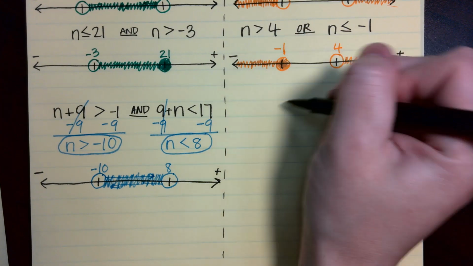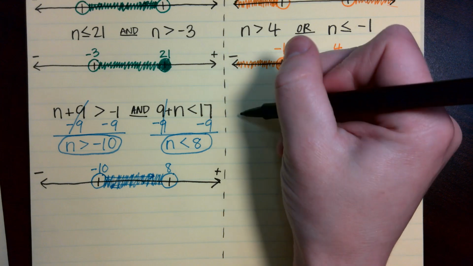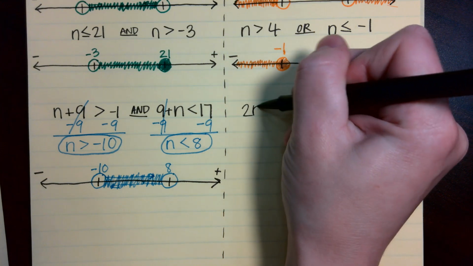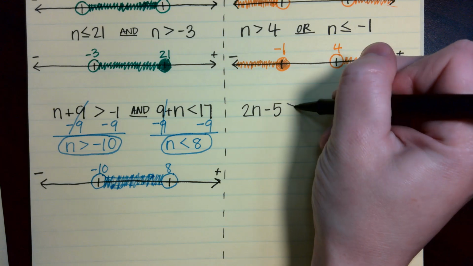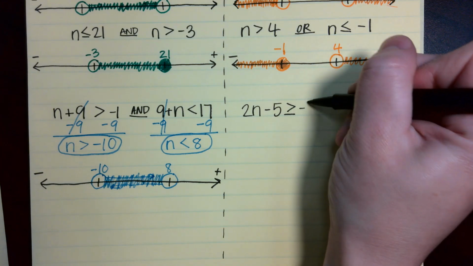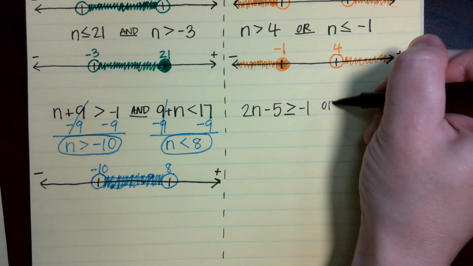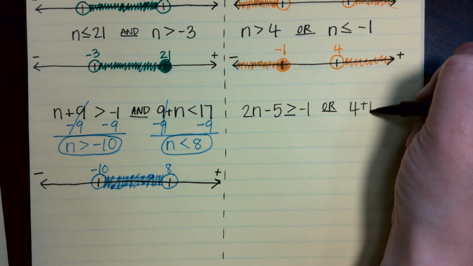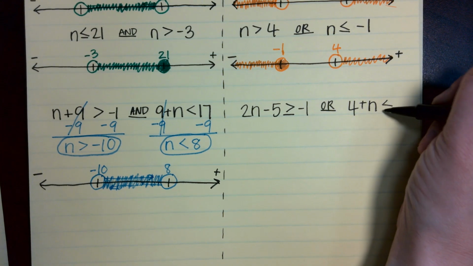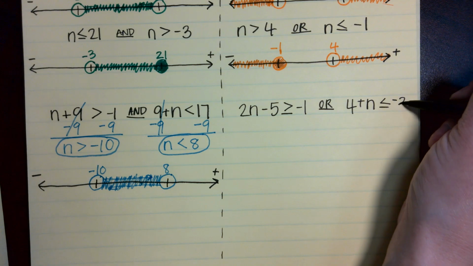Yes, we're going to do another OR. Let's do 2n minus 5 is greater than or equal to -1, or 4 plus n is less than or equal to -3.